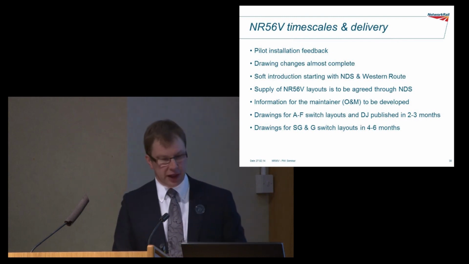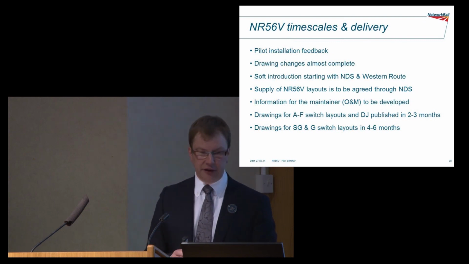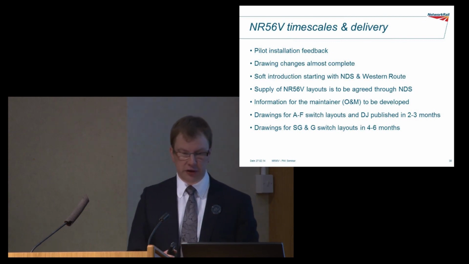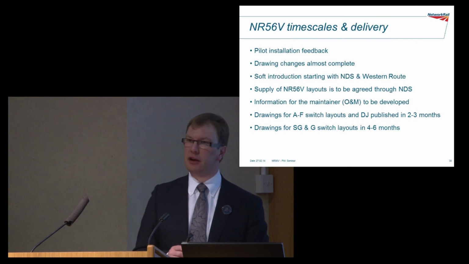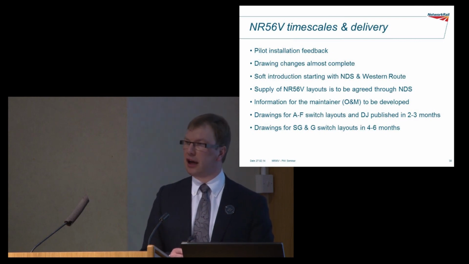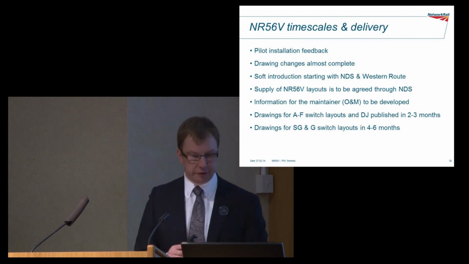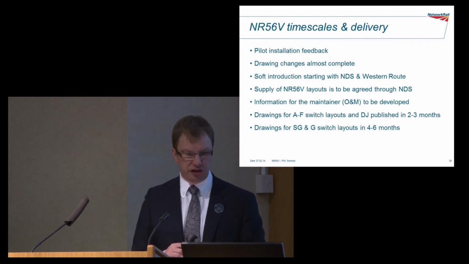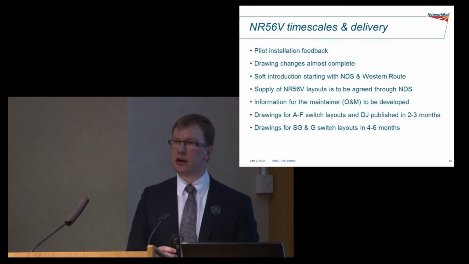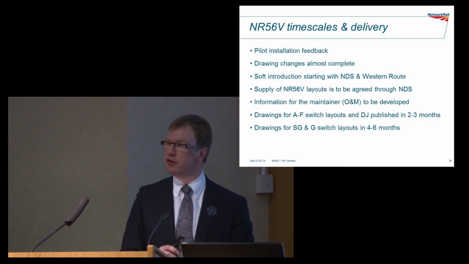Time scales we're talking about: drawings for the A to F switch layouts and the double junctions will be published in the next 2 to 3 months, and they'll go onto the SDC, the Standard Design Catalogue, where the REPW drawings are stored. The SDs I think will follow in about 4 to 6 months, as we've only just commissioned that work.